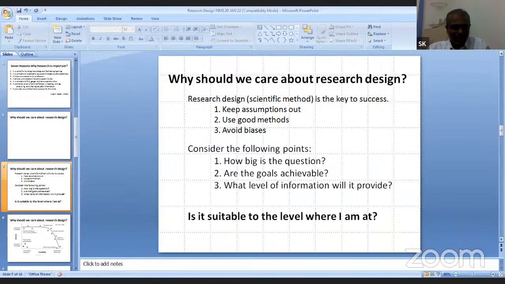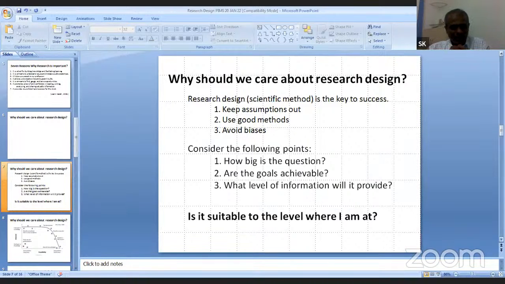Similarly, research design is the key to success because, number one, when you design your research, you want to keep all assumptions out of the equation, out of the boundary. Again, I want to add here, you cannot keep all assumptions out. You have to have some assumptions to do research, okay? We want to keep all unfounded or unsupported assumptions out. You want to keep supported assumptions, meaningful assumptions, in the equation. Very important to keep some assumptions. We might call them hypotheses.